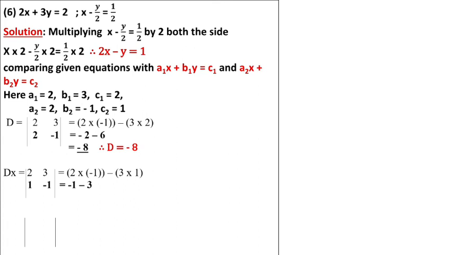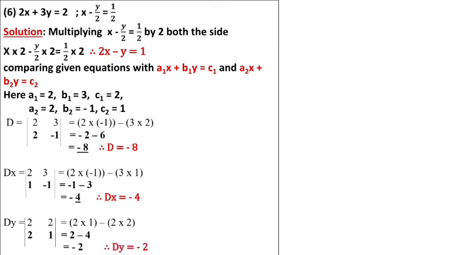For dx we will take c1 c2 and b1 b2. 2 into minus 1 minus 3 into 1. So here we get answer minus 4. For dy we will take a1 a2 and c1 c2. 2 1 is 2 minus 2 2 is 4. 4 minus 2 we get minus 2. So dy value is minus 2.